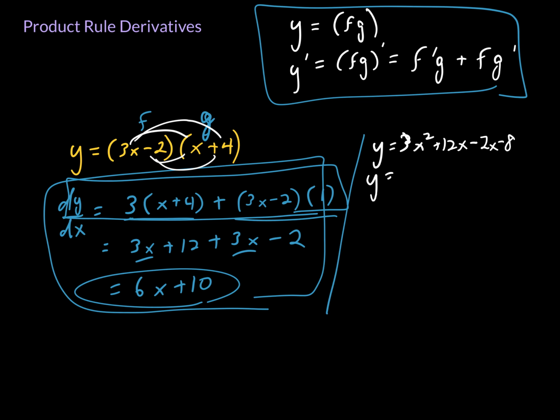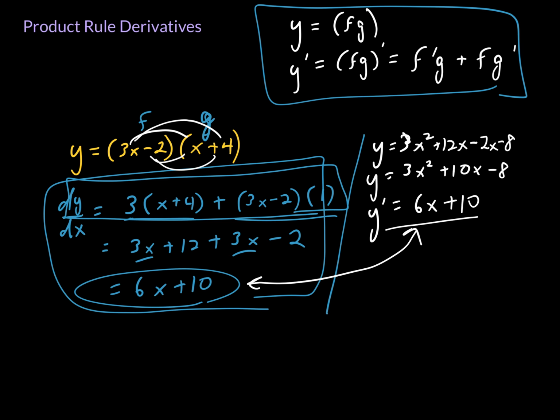And we didn't take the derivative. We're just cleaning up our y equals 3x squared plus 10x minus 8. And if you want to take the derivative at this point, hey, look at that. You get the same answer, and it seems like it's less work. Well, for this type of problem with two binomials, it is.